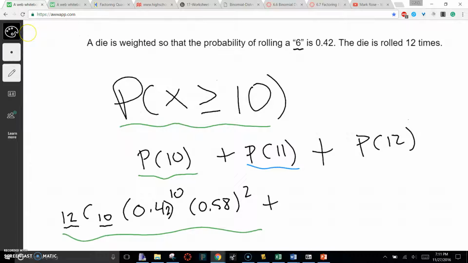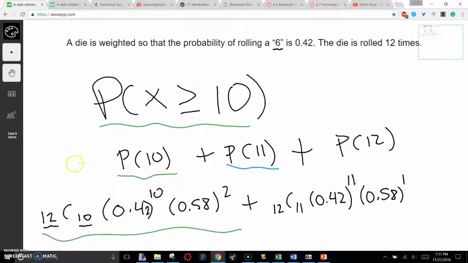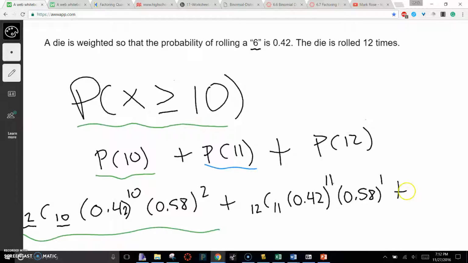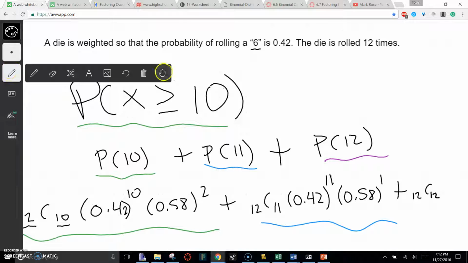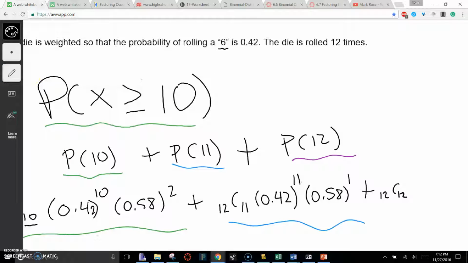Now for the second one, it'd be 12 combination 11. The same kind of thing, but this time, instead of 10 successes, I wanted 11 successes. Plus the last one. So that was the one in the middle. Which would be the same thing, but this is 12 combination 12 successes. And I would want 0.42 to the 12th.